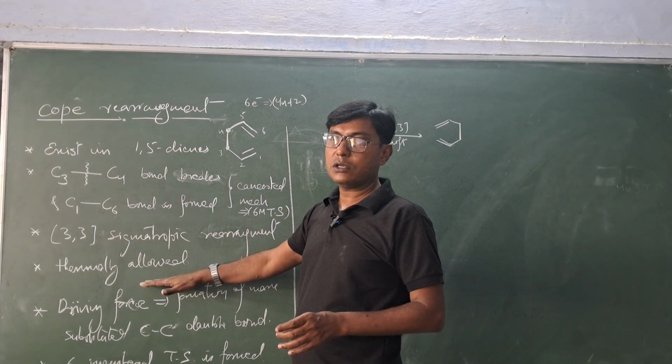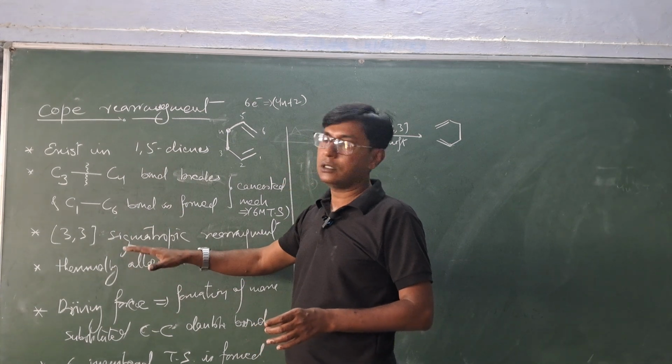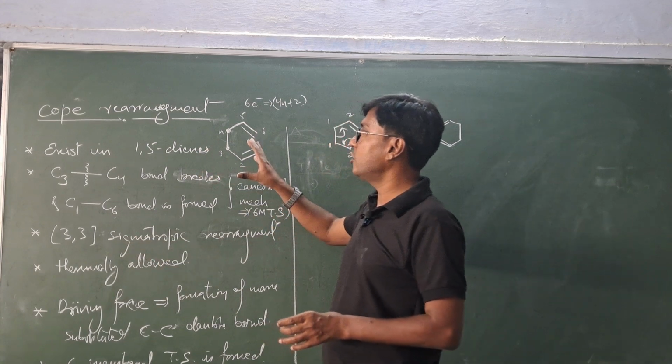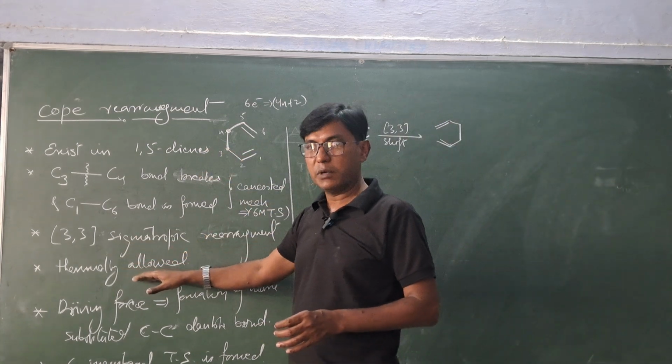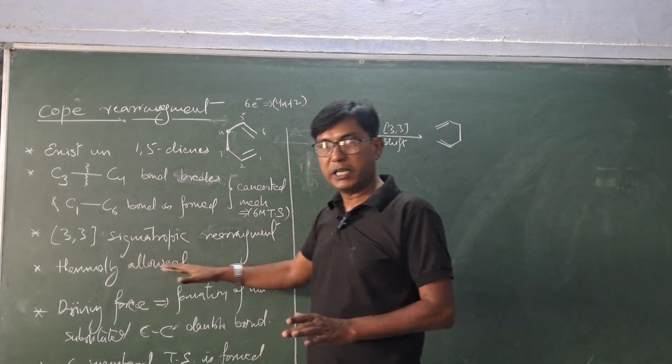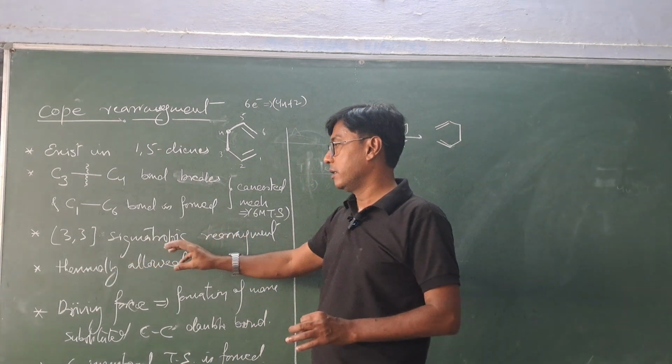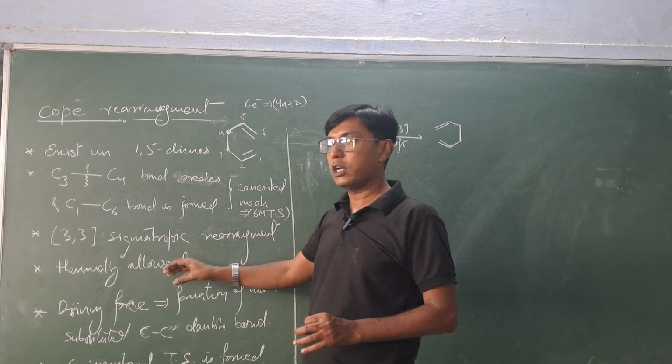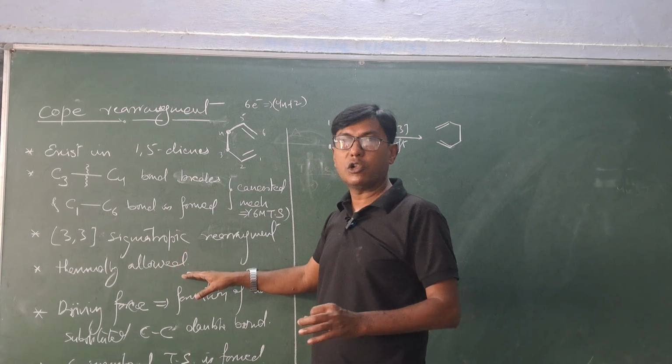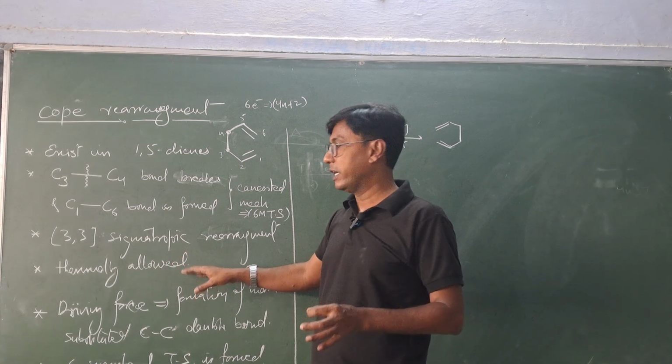Again, we have to focus on the main point that this sigmatropic 3,3 rearrangement, which is Cope rearrangement, is a thermally allowed process. I'll explain how we can predict whether this is a thermally allowed process or a photochemically allowed process. Already we have discussed the selection rule regarding this.